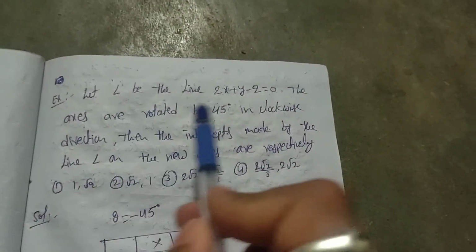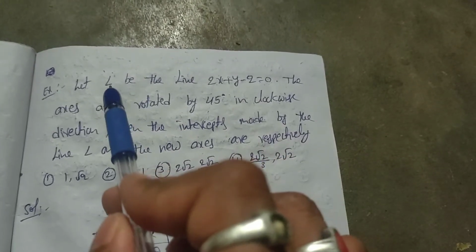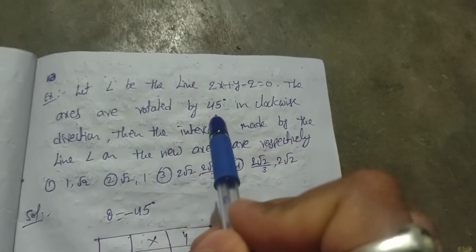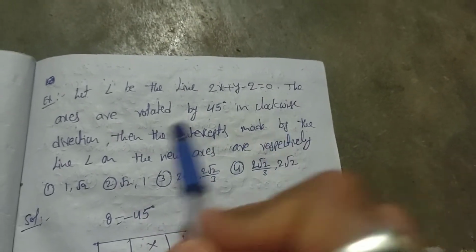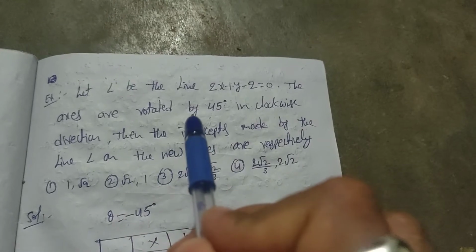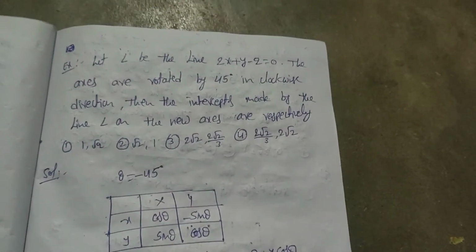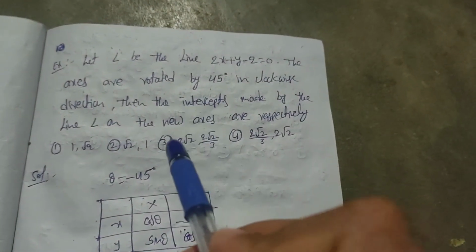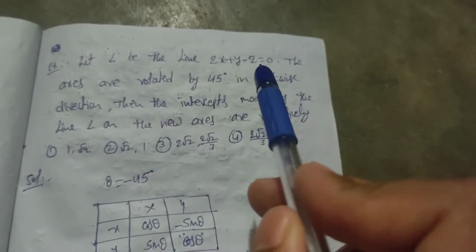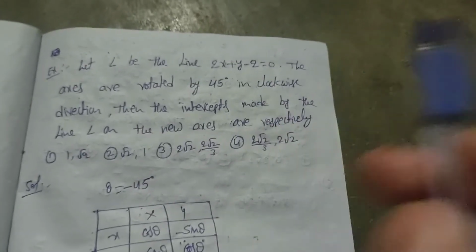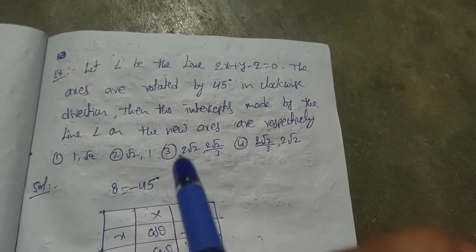So they gave the line 2x plus y minus 2 is equal to 0, denoted with the capital L, and the axes are rotated by 45 degrees in clockwise direction. Clockwise direction means we have to consider theta is equal to minus 45 degrees. Now after rotating by minus 45 degrees, this line changes to some other line. After getting that line, we have to find out the x-intercept and y-intercept.